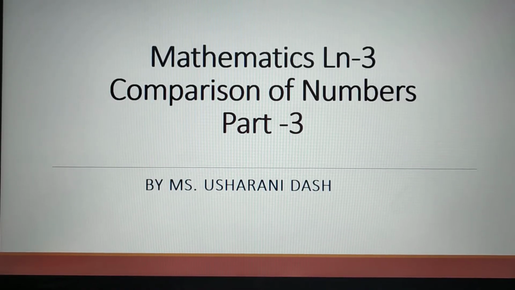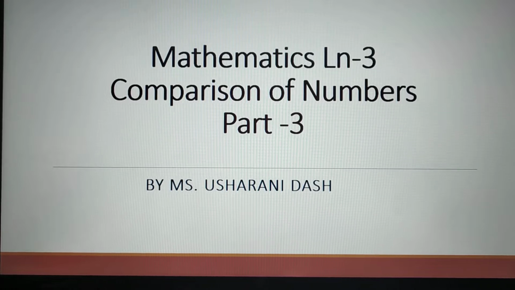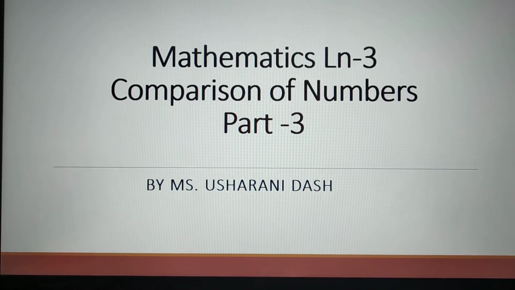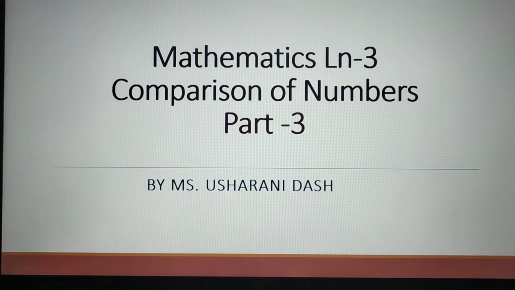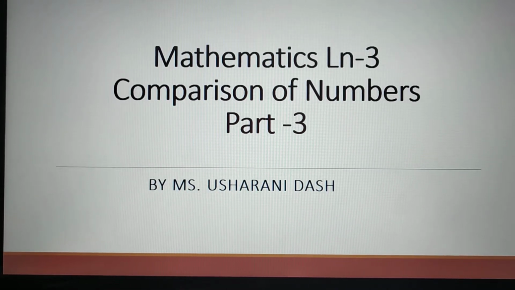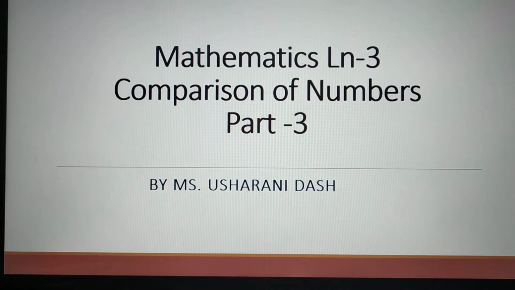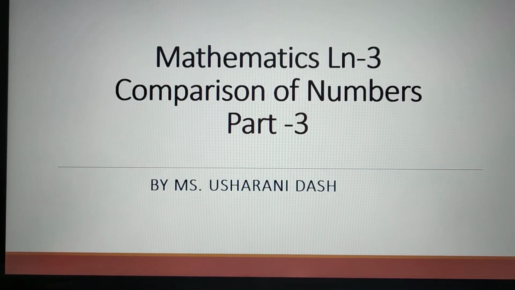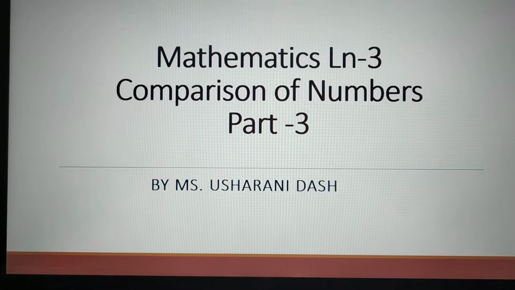Today we will learn Mathematics lesson number 3, Comparison of numbers, part 3. Part 1 was done by Miss Lata and part 2 by Miss Shraddha. I am giving you part 3, right?